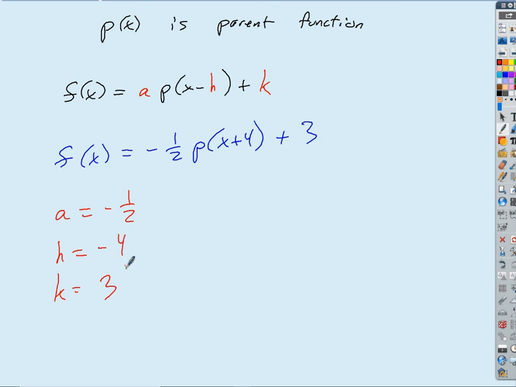So now you can tell me what's going on. H equals negative 4, what does that mean? What am I doing to the function because of that? I'm moving it right by negative 4, which means left 4. Okay, so this one's telling me left 4. What's k equals 3? Up 3.